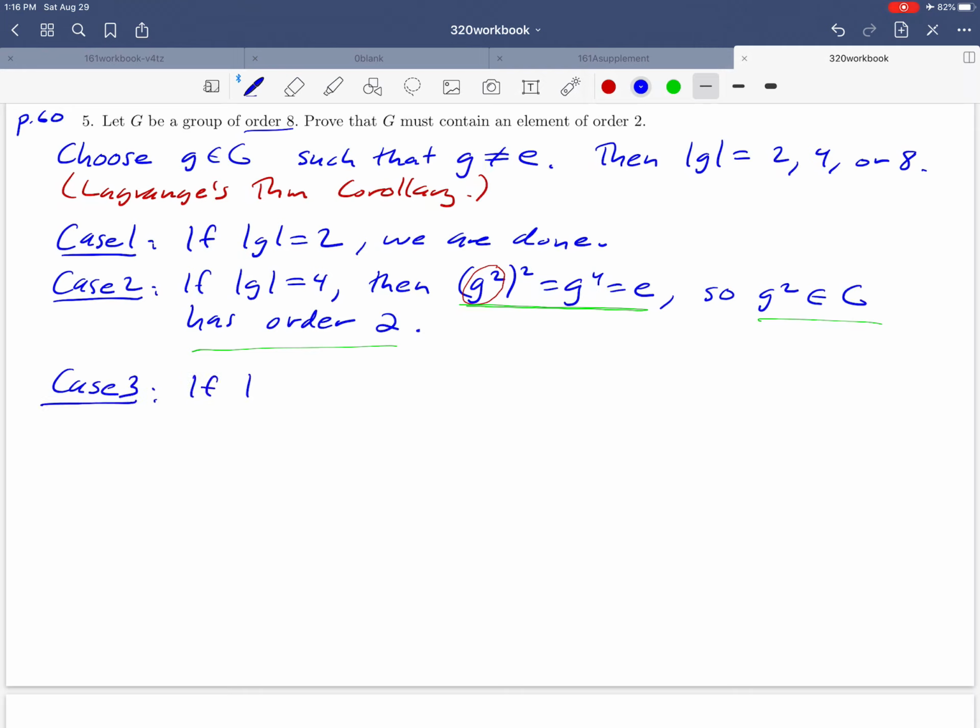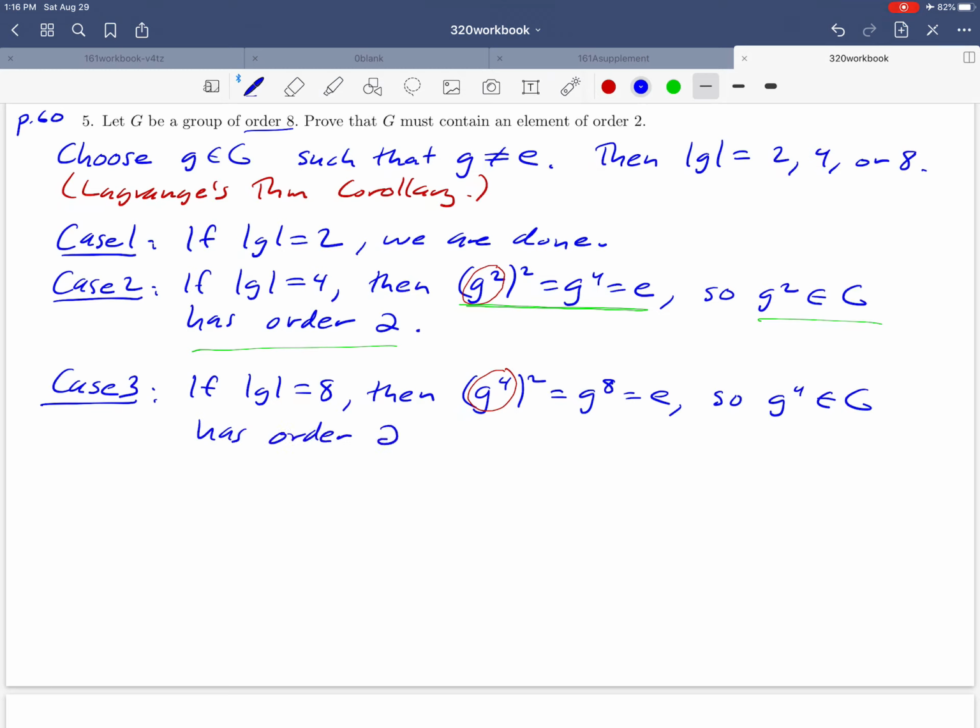Okay, so what if the order of G is 8? That was our last possibility. Well, that would mean that G to the 8th is the identity, and G to the 8th can be written as G to the 4th squared. Okay, so we have created an element in our group, G to the 4th, that we can square and get the identity, and so G to the 4th is an element of order 2. Okay, and again, I'm making a little bit of a leap there, the same way that I did in case 2. I'm asking you to think about how we can really say that the order of that G to the 4th is 2 and not 1.